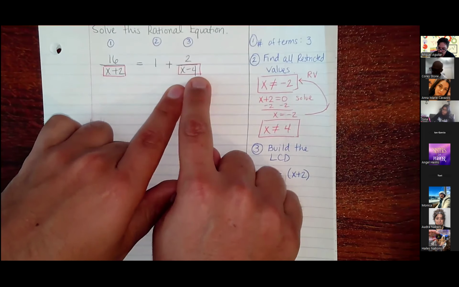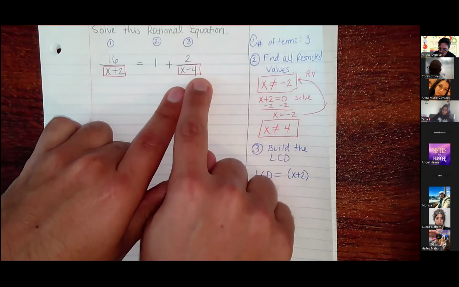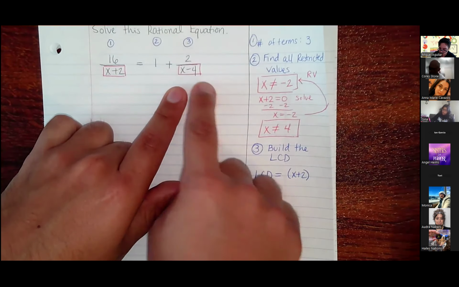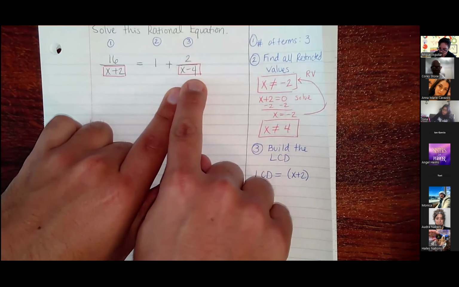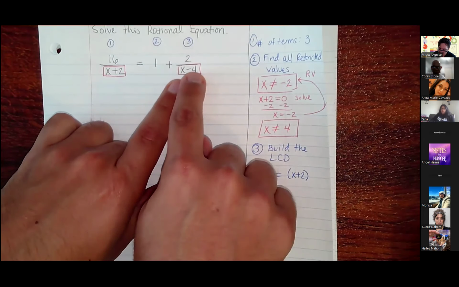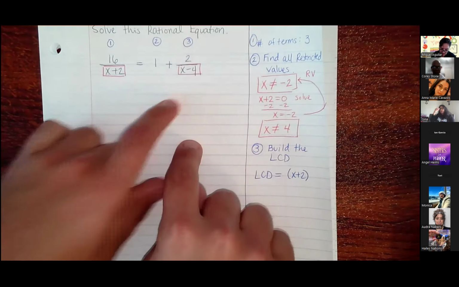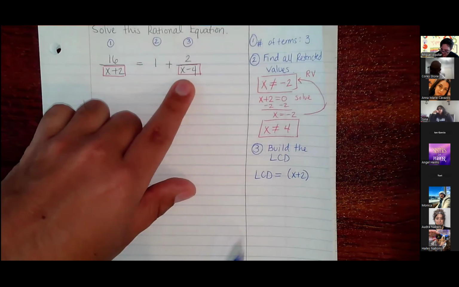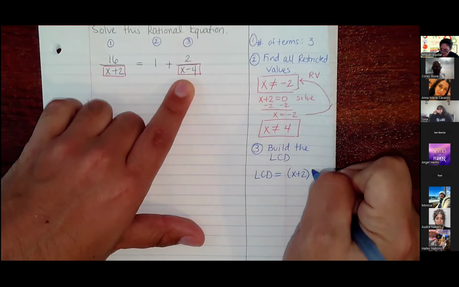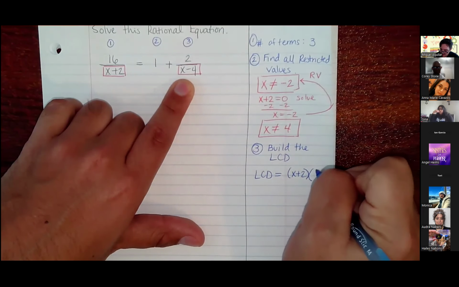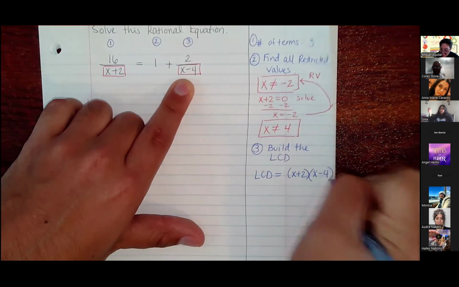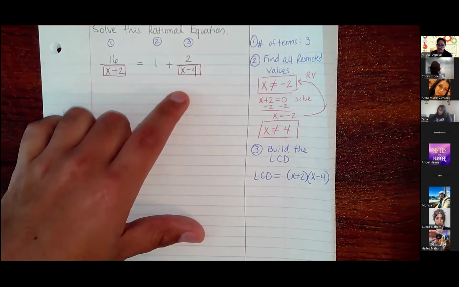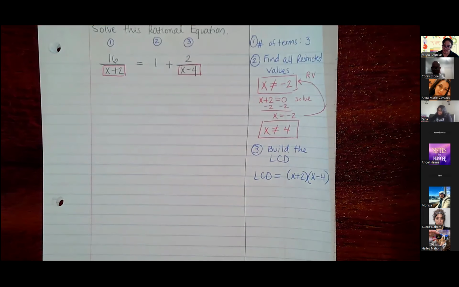The third term is 2 over x minus 4, or if you want to think about it as 2 divided by x minus 4, what do I need to multiply by this term to cancel out the entire denominator? I'm going to put not x plus 4, x minus 4, the exact same thing as the denominator.